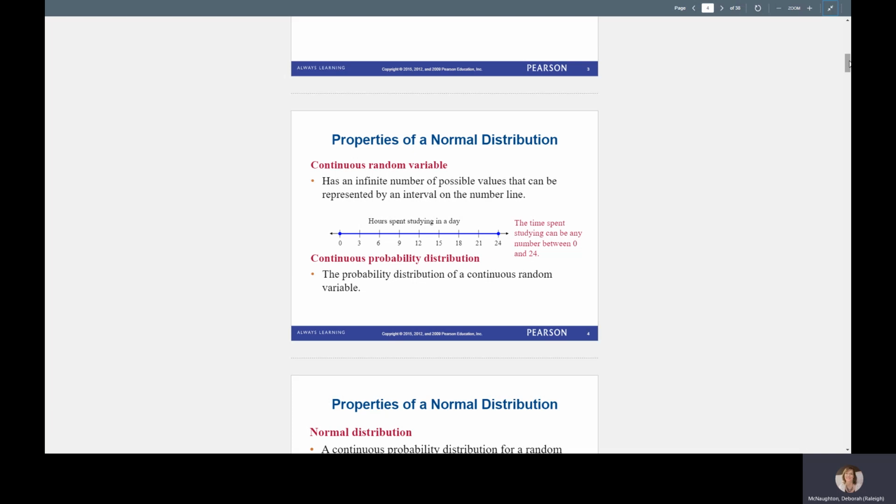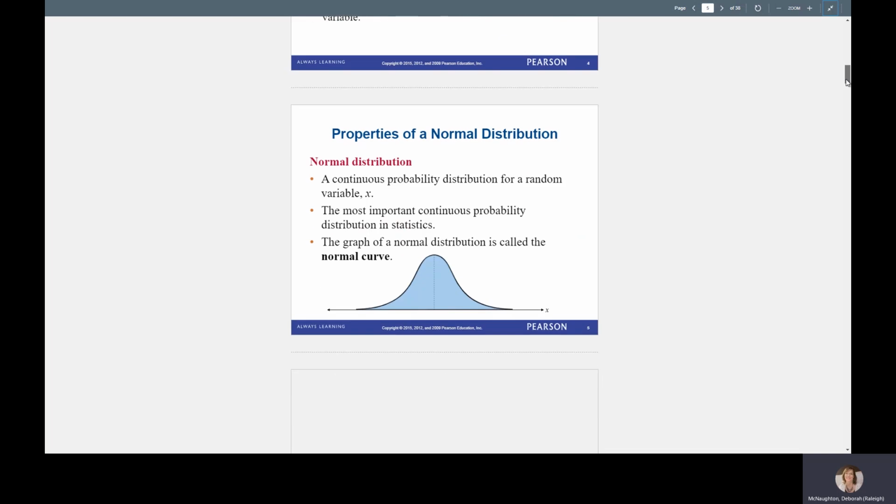So this is a continuous probability distribution, and a continuous probability distribution is a probability distribution for a continuous random variable. So that's the difference from a discrete probability distribution. A discrete probability distribution is a probability distribution for a discrete variable, and a continuous probability distribution is a distribution for a continuous random variable. So again, here x would represent the number of hours spent studying in a day, and that is continuous, so we need to use a continuous distribution.